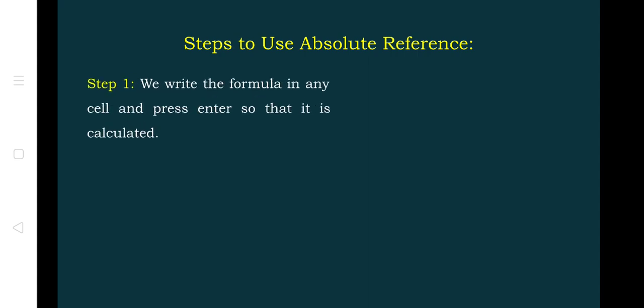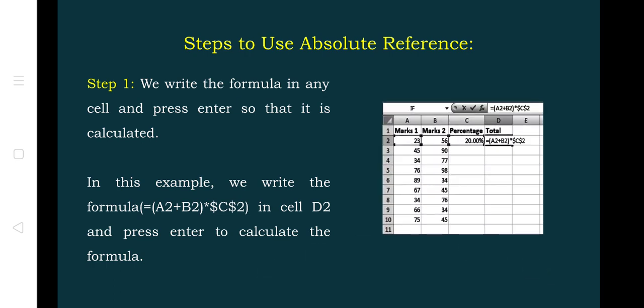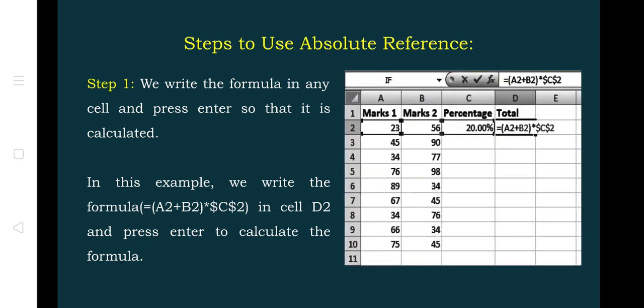Step 1, we write the formula in any cell and press enter so that it is calculated. In this example, we write the formula in D2 as equal to A2 plus B2 into $C$2. C2 is the cell which carries the absolute reference value, and this formula is put in D2. Now if you press enter, we get the calculated result. Let us see how it is happening in the picture.